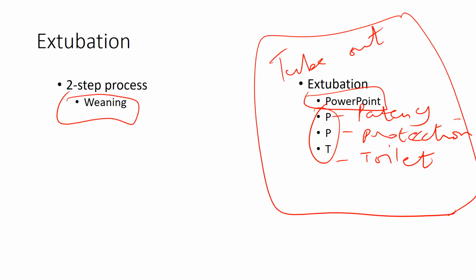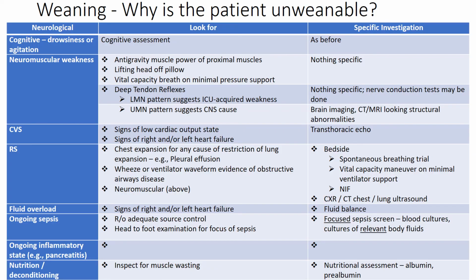Okay. Now, weaning is a very easy thing. Again, what are the various causes why you're not able to liberate the patient off the ventilator? Okay, is it because of cognitive issues, they're very drowsy, or neuromuscular weakness, so they're not able to take a good enough breath, so every time you put them on a spontaneous breathing trial, they fail, becoming tachypneic?